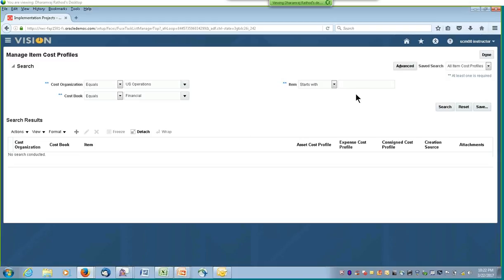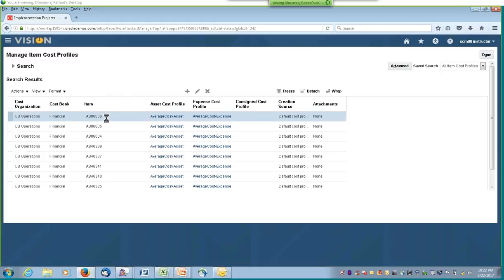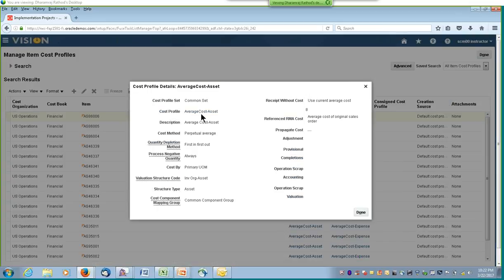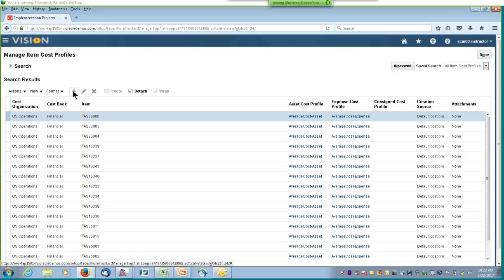I'll search it. So there could be n number of items, right? There are many items, right? So this item AAS 86006, in context of cost organization called US operation and cost book called financials, this is the cost profile, and within the cost profile, you will be able to see what's the costing method. You can say costing method is average cost, perpetual average. You could add a line for the same item, but in context of cost book called Beijing, it will be standard costed. Or for that matter, any other cost book.